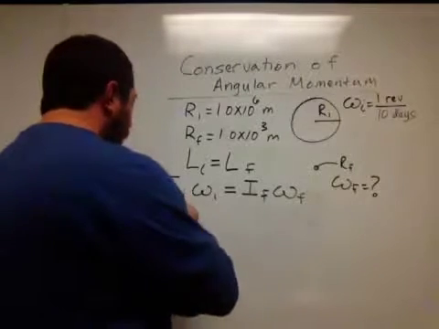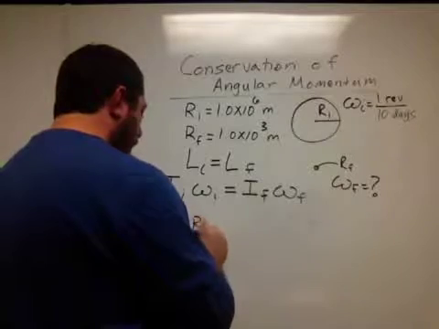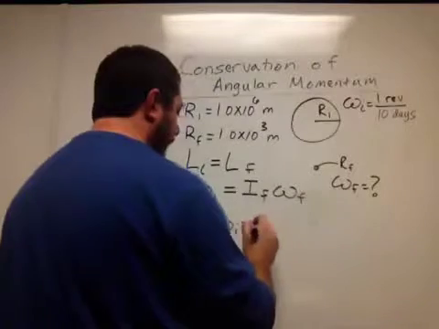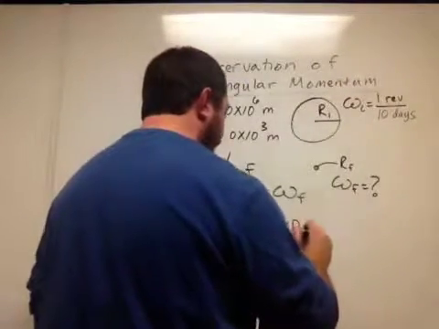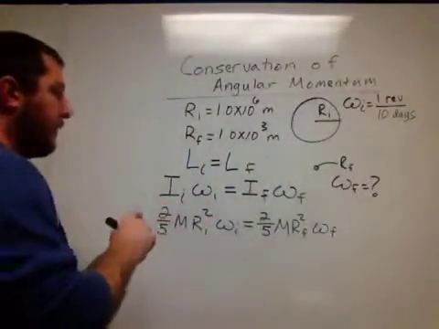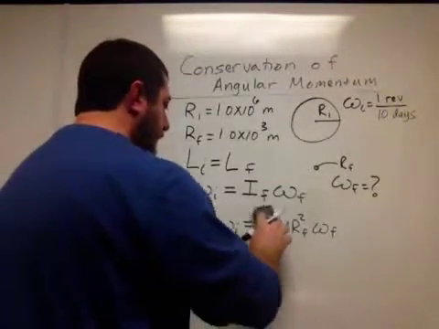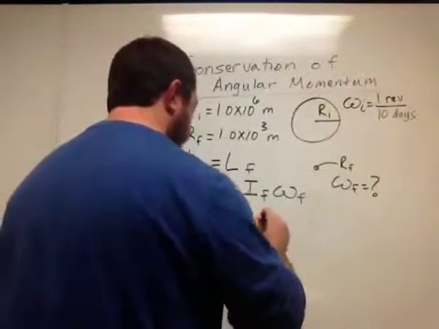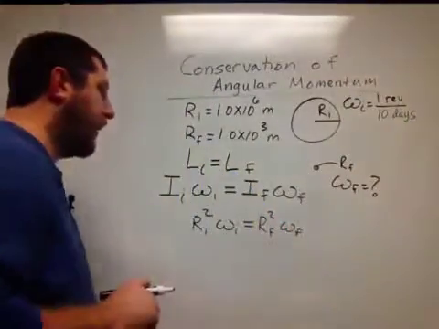So recall that the moment of inertia of a sphere is 2/5 mr squared, and I multiply that by the initial angular velocity. And so my final moment of inertia is going to be 2/5 m times my final radius squared times my final angular velocity. And we see that my 2/5 can cancel out, as well as my m's. And we're left with my final radius squared times my final angular velocity.